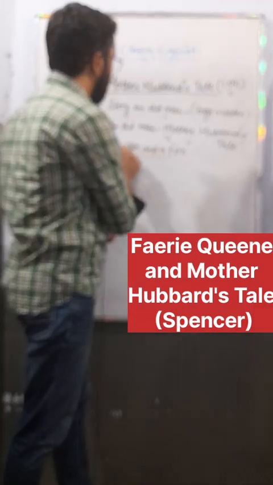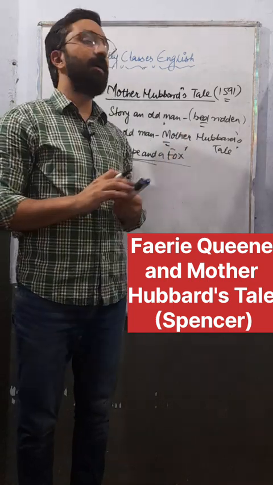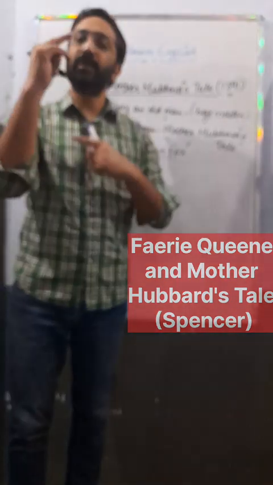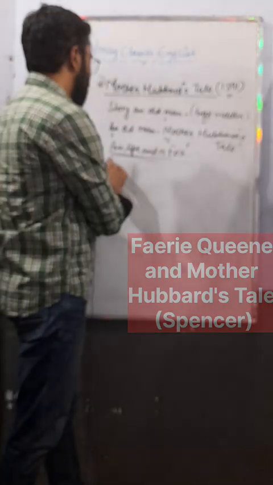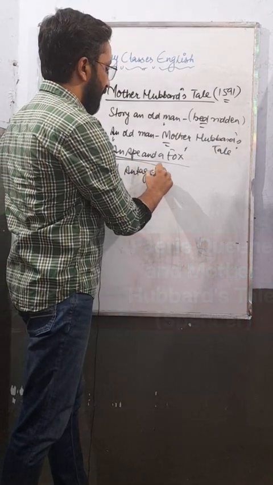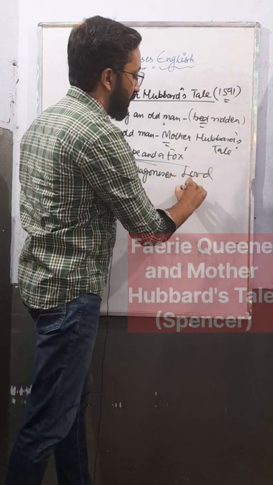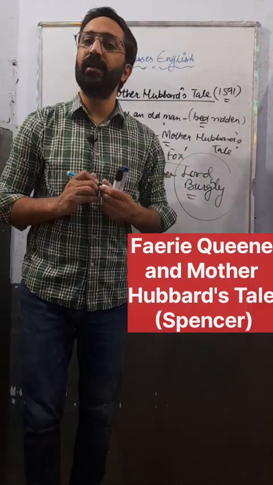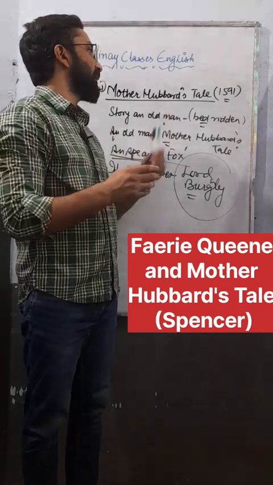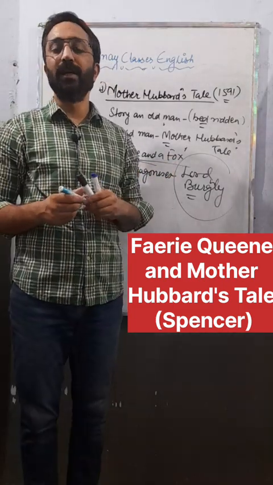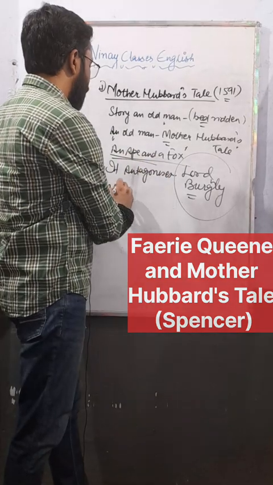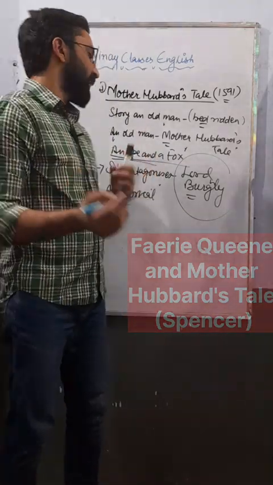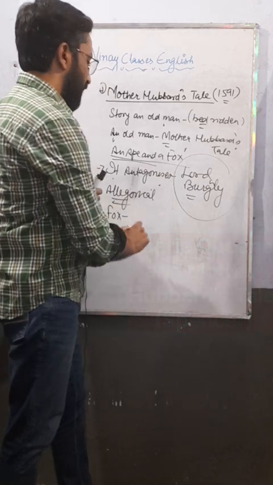Alright, this becomes very important, that what was the title of the tale that fascinated the old man. Next very important fact associated with Mother Hubbard's Tale is that it antagonizes Lord Burghley. Very important. This was the question asked by NTA UGC NET, that who was antagonized by Edmund Spenser in Mother Hubbard's Tale? It was Lord Burghley, alright. Moreover, it's allegorical in form. It's a sort of allegory, alright. Here the fox represents Lord Burghley.